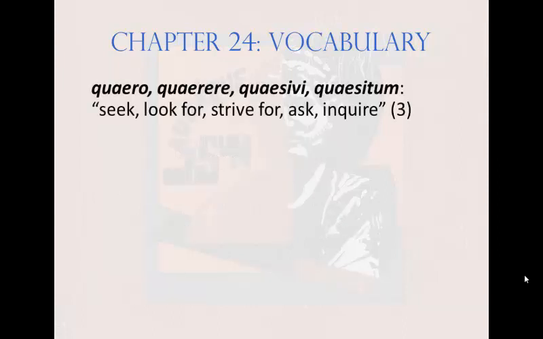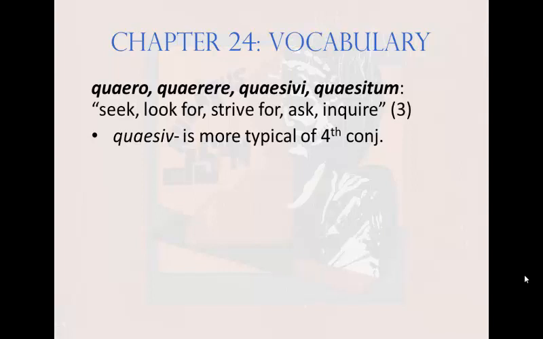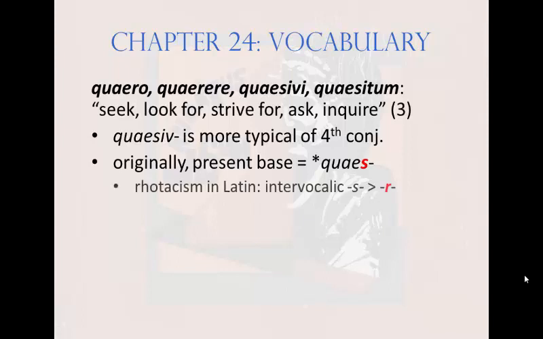The next word is quaero, quaerere, quaesivi, quaesitum, meaning seek, look for, strive for, ask, or inquire. It's a third conjugation verb, though its perfect active base, quaesiv, is more typical of fourth conjugation. Originally the base was quais, but in early Latin there was a process called rhoticism, in which a single S in between vowels changed to R. The result was that quaiso turned into quairo, but rhoticism didn't affect the perfect because it originally had two S's, quaesivi.